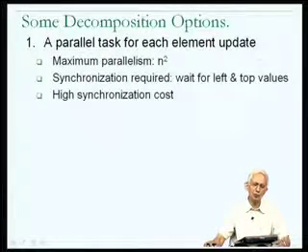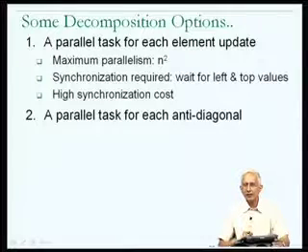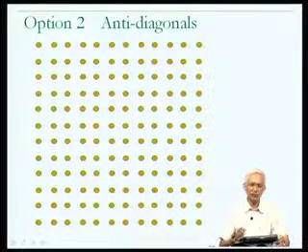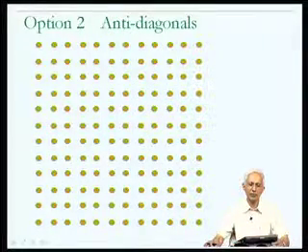Now one alternative that you could think of is to have what I'll call a parallel task for each anti-diagonal. And let me explain what I mean by an anti-diagonal. So once again, these are the n squared elements for which computation has to be done.